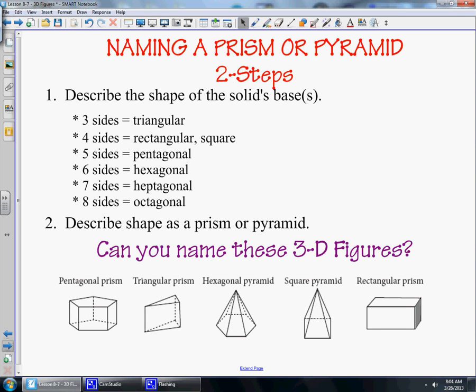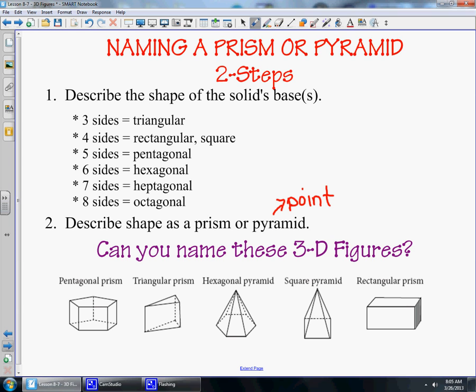So probably the hardest part of this is naming prisms or pyramids, but there's 2 steps. The first thing that you're going to do is describe the shape of the base. So if it's 3 sides, it's a triangle, 4 sides rectangular or square, 5 sides a pentagon, 6 sides a hexagon, 7 sides a heptagon, and 8 sides an octagon. And then you're going to describe it as a prism or a pyramid. And remember, pyramids come to a point.